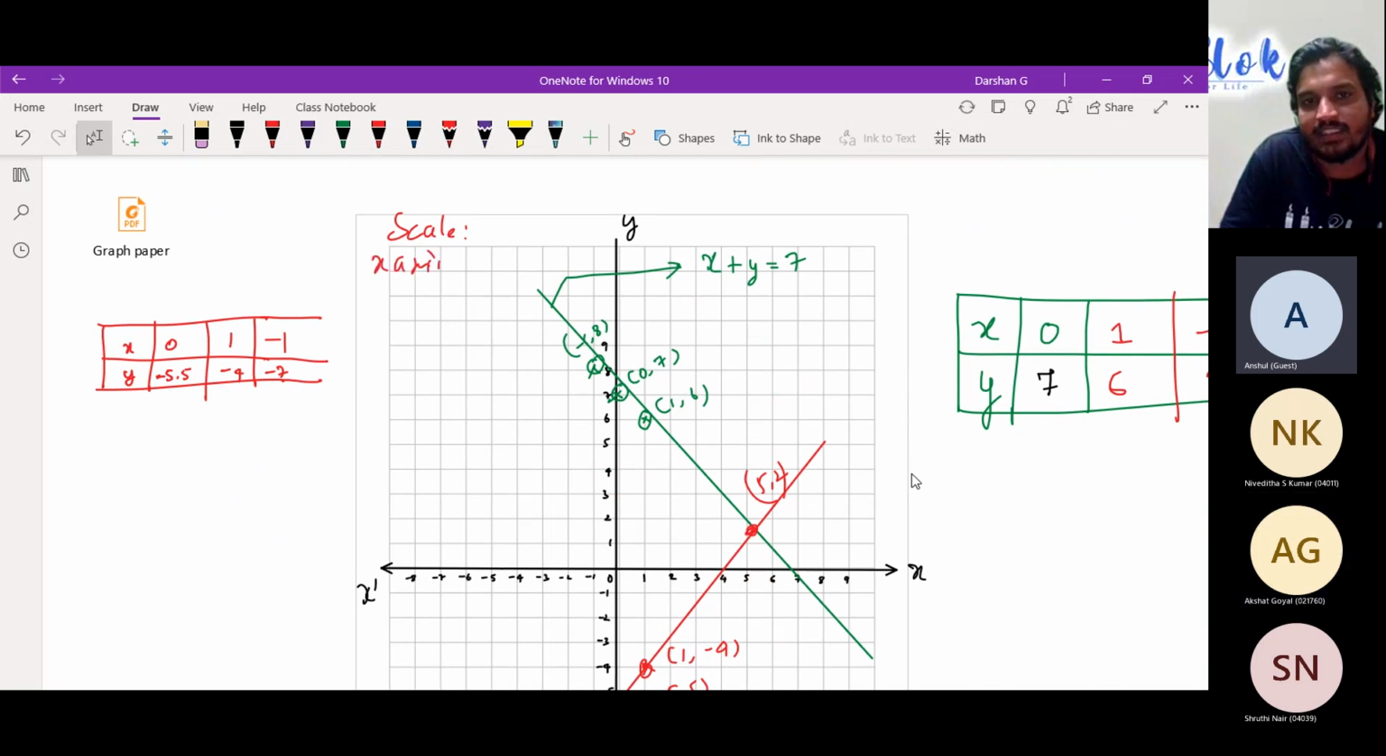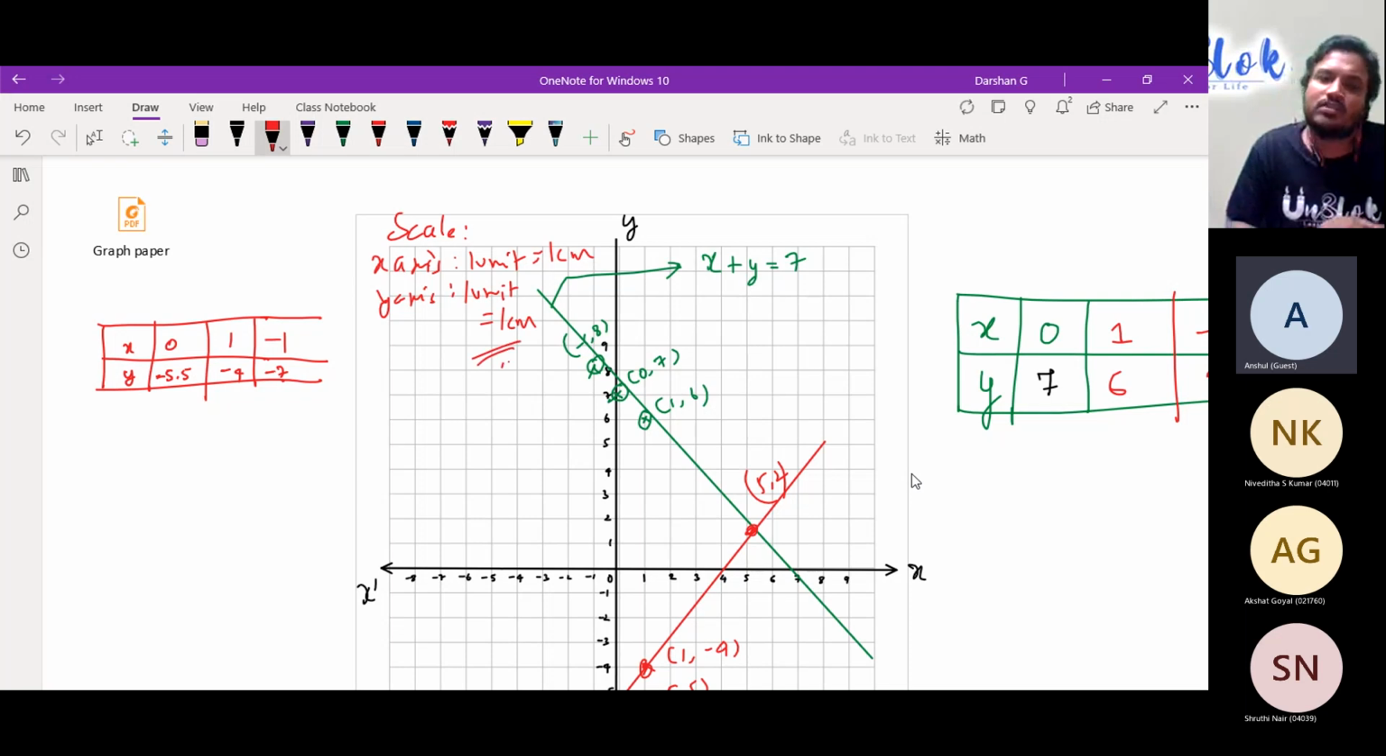So you can write x-axis, y-axis. So x-axis: 1 unit equals 1 centimeter. Y-axis: 1 unit equals 1 centimeter. Okay, so this is the thing.